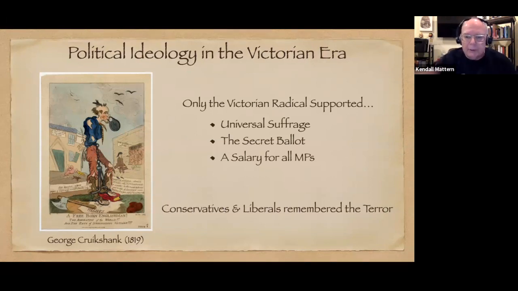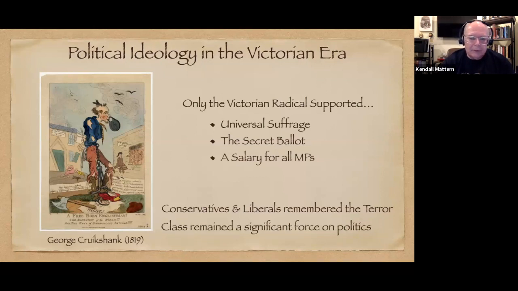Conservatives and liberals of Great Britain remembered the terror. Class remained a significant force in politics, and really you could probably say remained the significant force in politics. Even if you're a radical, you were conscious of your class, and it helps to define not only British politics, but European politics in general. And that's going to be a real big difference between Europe, Great Britain, and the United States.